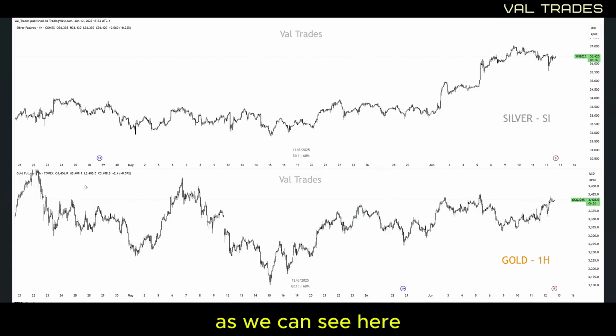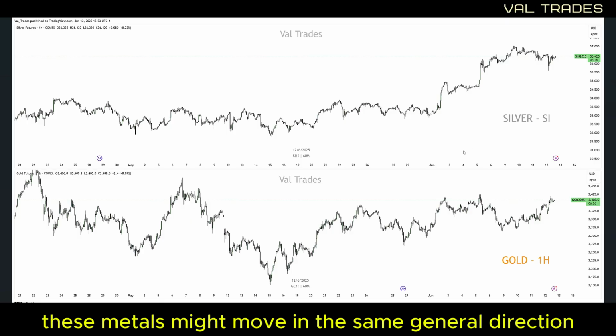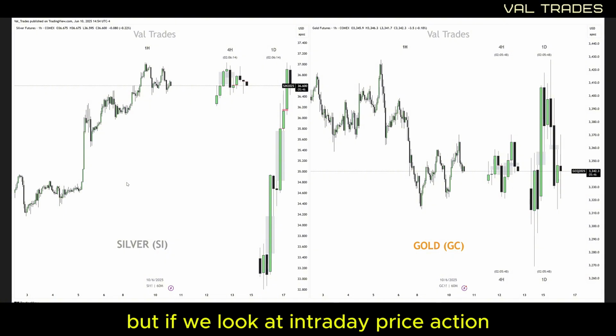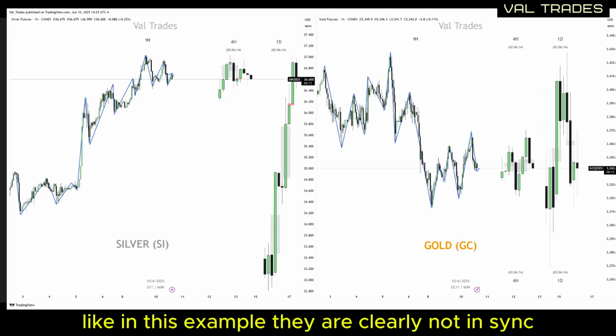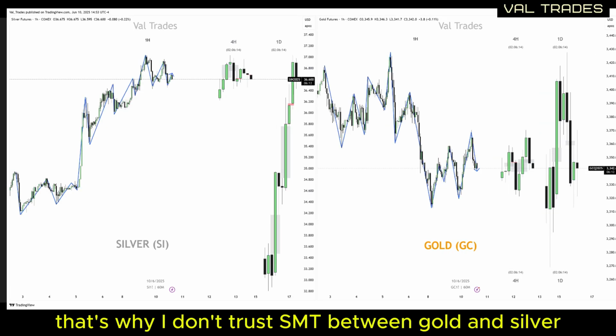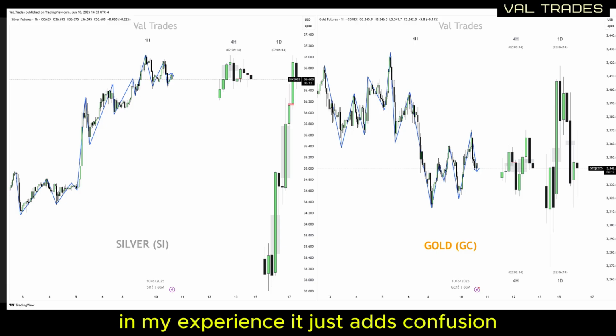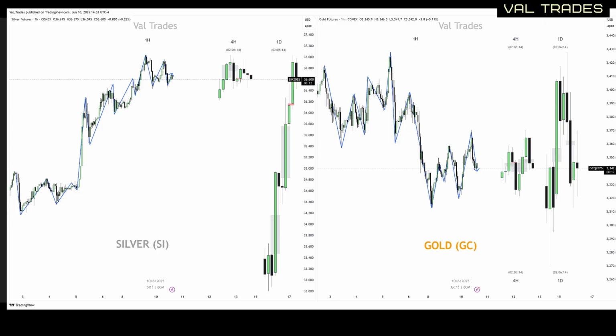As we can see here, silver above and gold below, both on the 1-hour chart. Over a long period of time, these metals might move in the same general direction. But if we look at intraday price action, like in this example, they are clearly not in sync. That's why I don't trust SMT between gold and silver. In my experience, it just adds confusion.